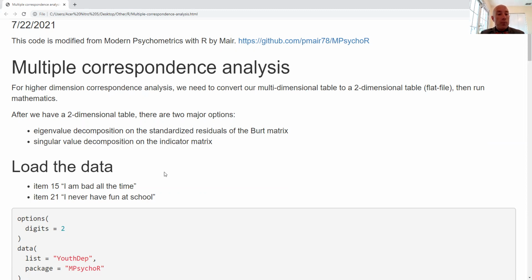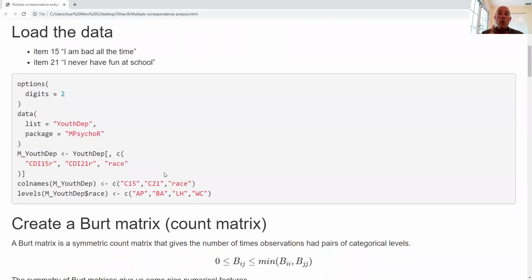Okay, so let's load some data. Let's go ahead and use the youth depression data set, which is in the MPsychoR package. Just to make it a little bit easier on us, we're going to reduce it down to three columns. We're going to look at the questions, I am bad all the time, and I never have fun at school, and then we're going to include race. These questions are coded as 0, 1, or 2, depending on the subject's responses.